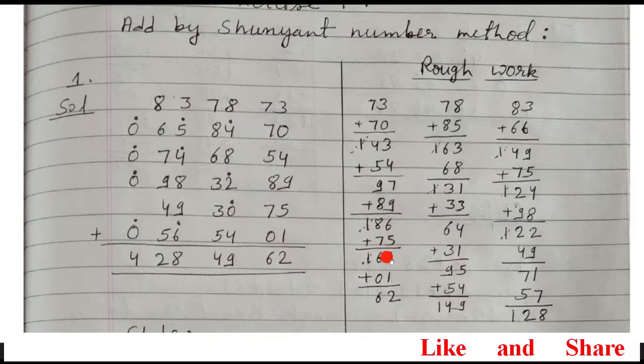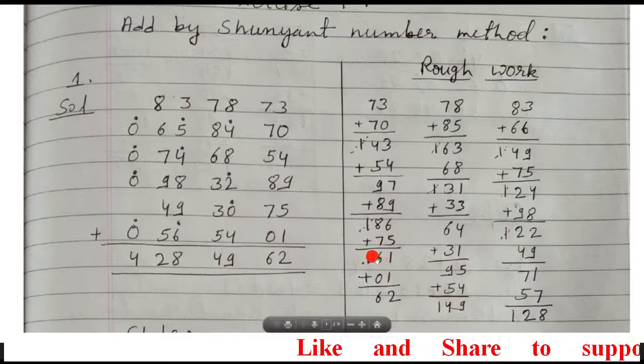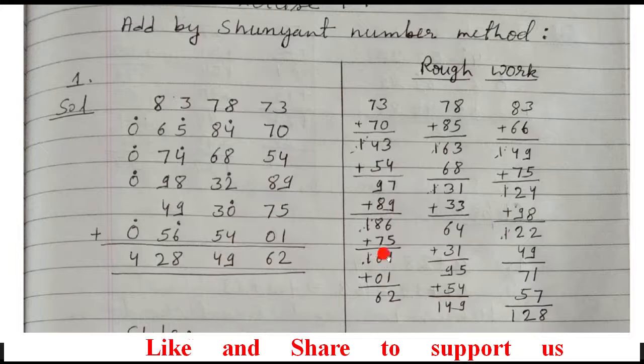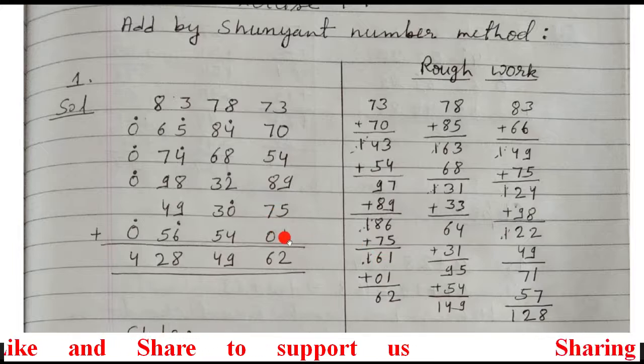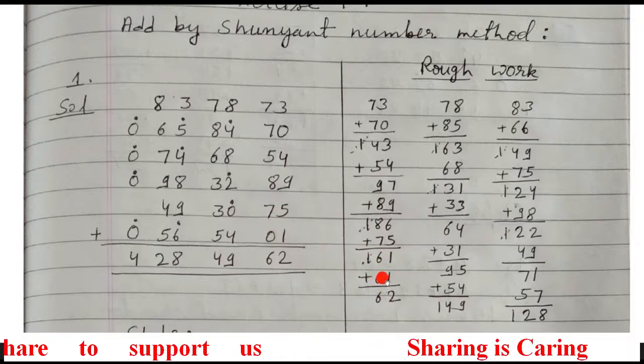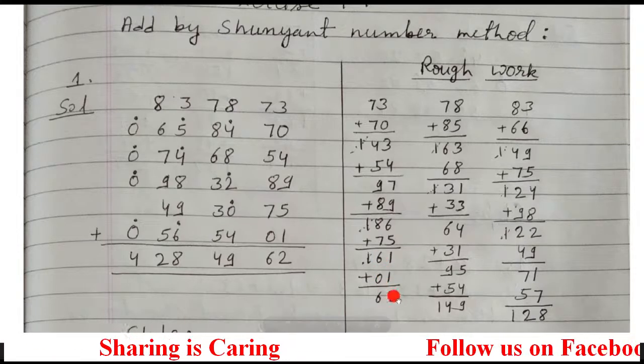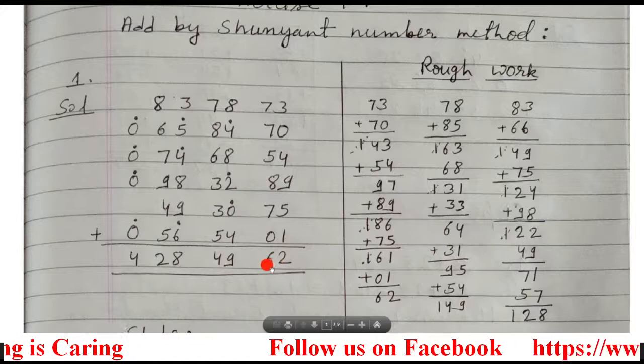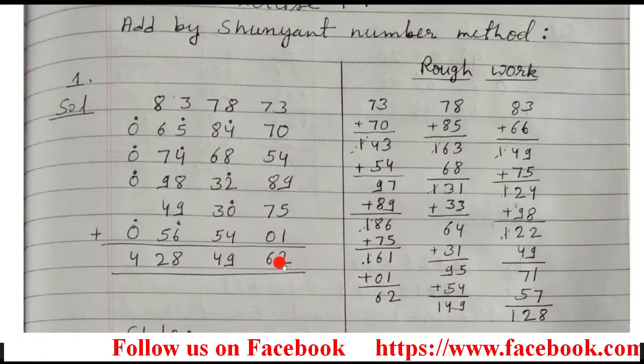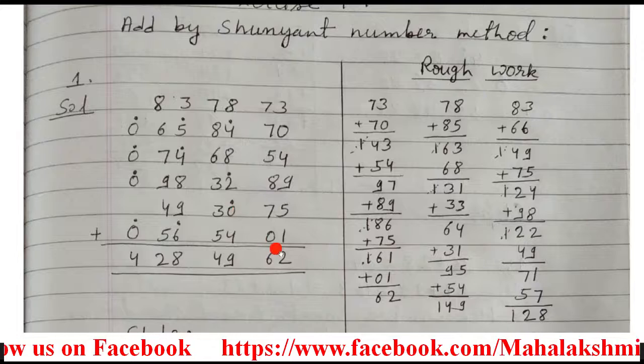Now for the next summation only 61 will move. After 75, it's the turn of 0 and 1. So we'll write here 0, 1. We'll add them, so the answer will come 62. In the answer's place, just write down 62. So this first column summation is completed.